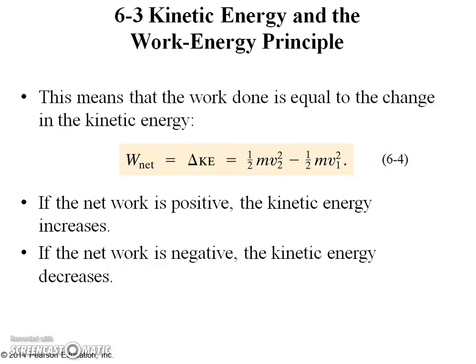So the second equation for work is really the change in kinetic energy, since we had the final point minus the initial point. So if the change in kinetic energy increases, meaning the motion is moving faster, then we have positive work. If the change in kinetic energy decreases, meaning the motion of the object is slowing down, then we have negative work.